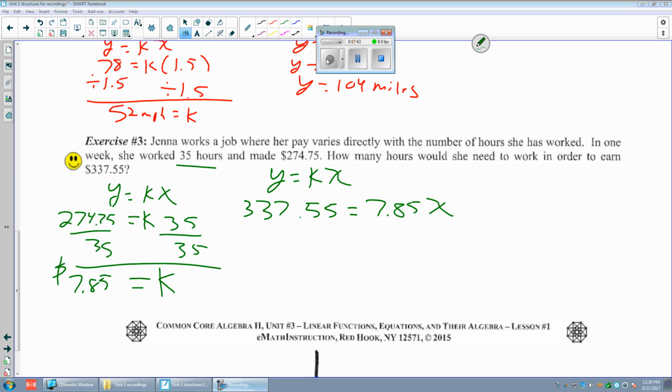Divide both sides by 7.85. And I am dividing now. And I get 43 equals x. So 43 hours. No overtime for you.